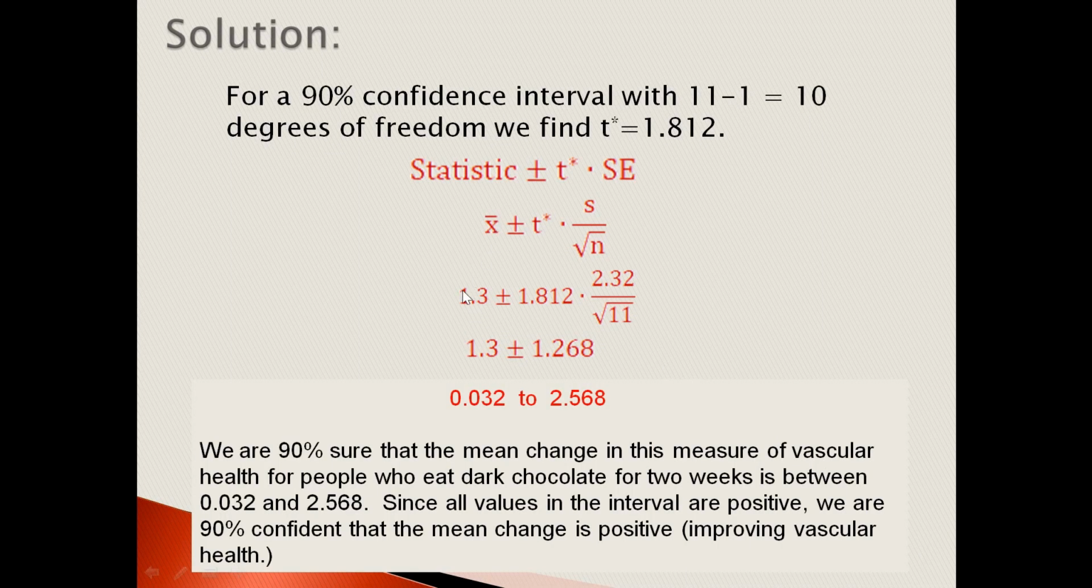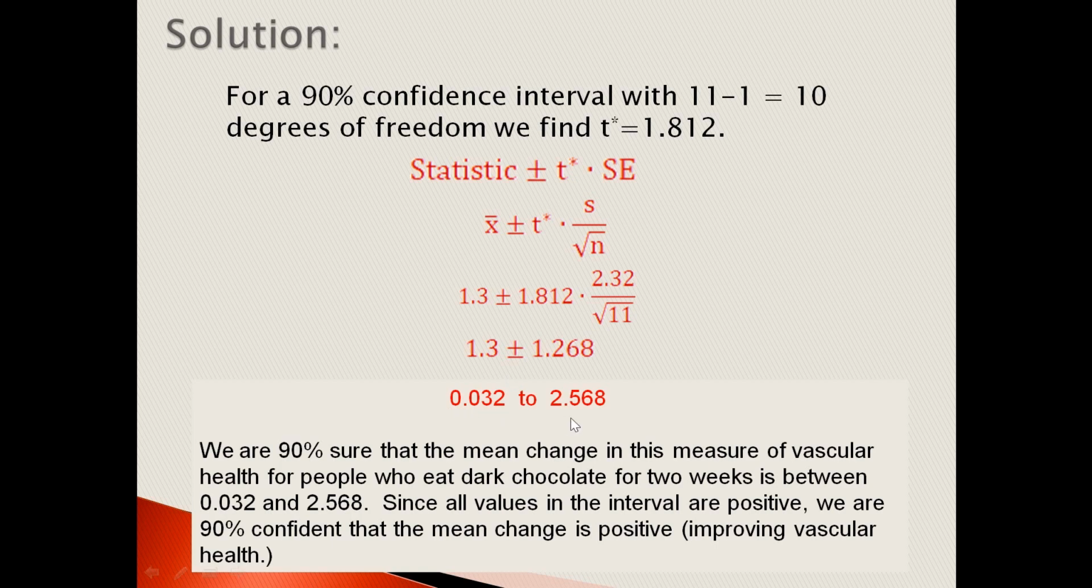1.3, your sample statistic, plus or minus the t-star, which we found using StatKey, times the standard error, which is the standard deviation divided by the square root of n. Once you plug everything in, you will find that the interval is between 0.032 to 2.568.